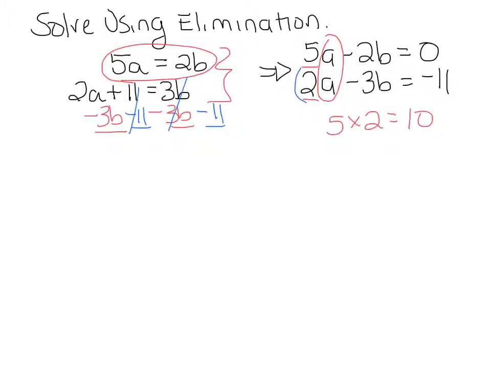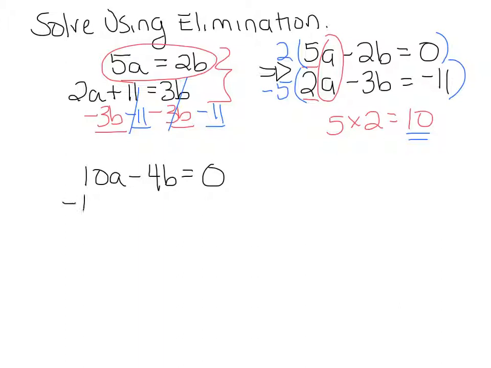I'm going to do that by multiplying the second row by negative 5 and multiplying the first row by positive 2. Doing so will get the coefficients of a to be 10. Multiply everything in the first row by 2. That leaves me with 10a, negative 4b, and 2 times 0 is just 0. Multiply the second row by negative 5. That gives me negative 10a, positive 15b, and positive 55.